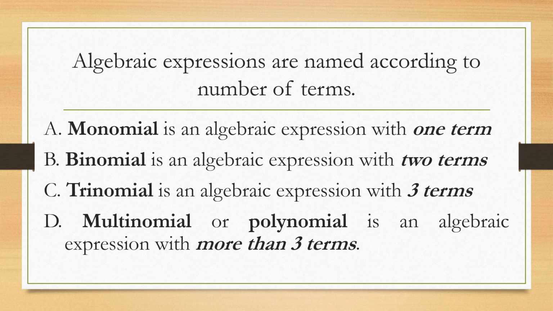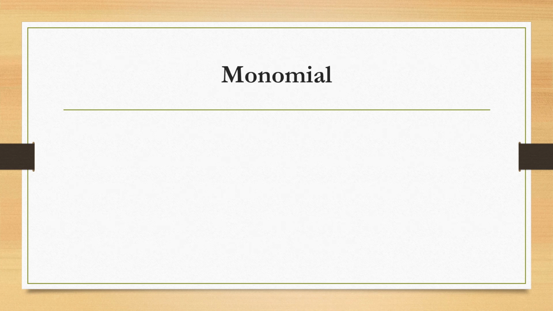So algebraic expressions are named according to the number of terms. Okay, so the first one is monomial. This is an algebraic expression with one term. And then we have the binomial, which has an expression with 2 terms, and the trinomial, which has 3 terms, and multinomial or polynomial, which has more than 3 terms. So these are the different kinds of algebraic expressions with regards to the number of terms. So isa-isahin natin ano ba yung monomial, ano ba yung binomial, at ano ba yung mga example ng trinomial and then multinomial. So of course, the first one is monomial.